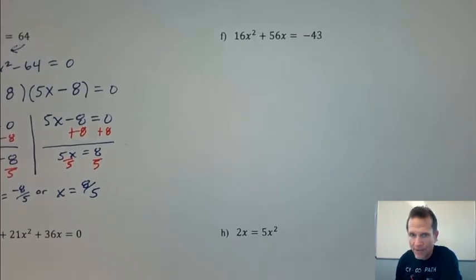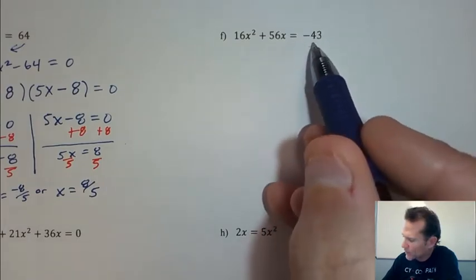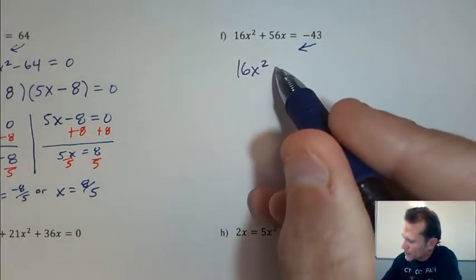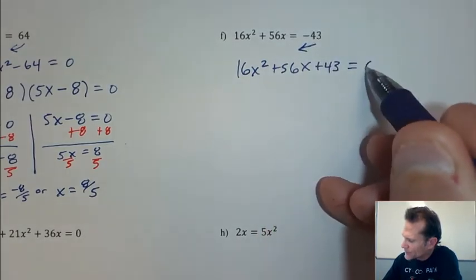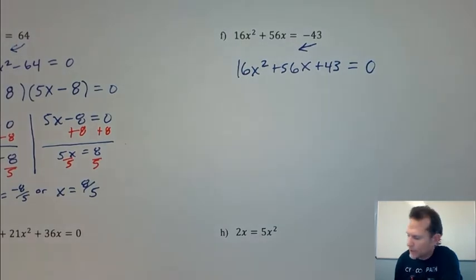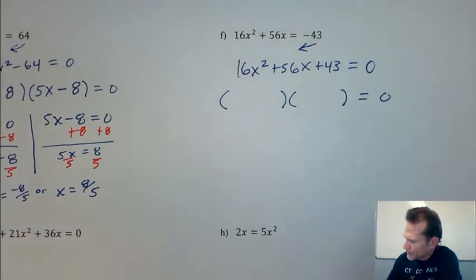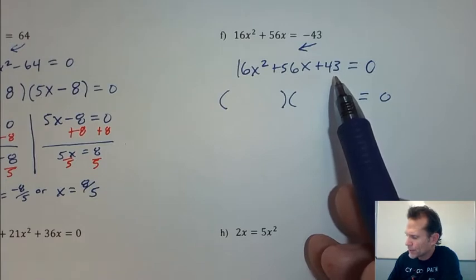Next up, looking at f here, we see that it's not equal to 0, so I'm going to move that 43 over, or subtract 43, or add 43, excuse me. So I have 16x squared plus 56x plus 43 equals 0. Okay, so now I have to mess around with the factoring of this, and you don't always get it on the first try, but I'm going to try to factor this. For 43, I think 43 is prime. The only options are 1 and 43.